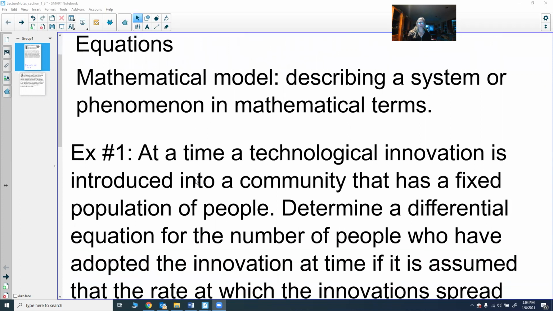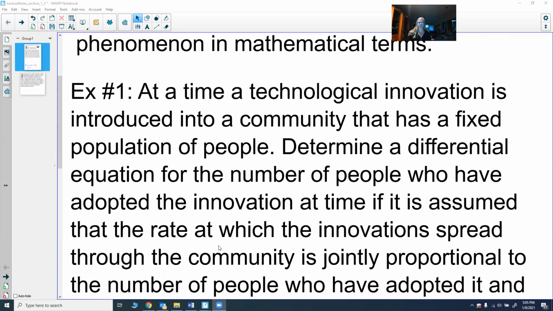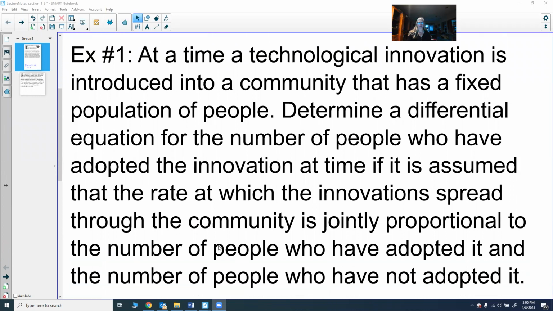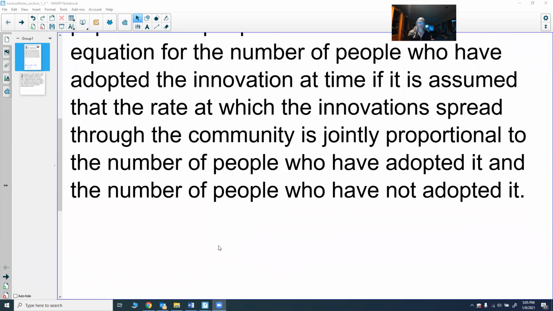At a certain time, a technological innovation is introduced into a community that has a fixed population of people. We want to determine a differential equation for the number of people who have adopted the innovation at some time, if it is assumed that the rate at which the innovation spreads through the community is jointly proportional to the number of people who have adopted it and the number of people who have not adopted it.